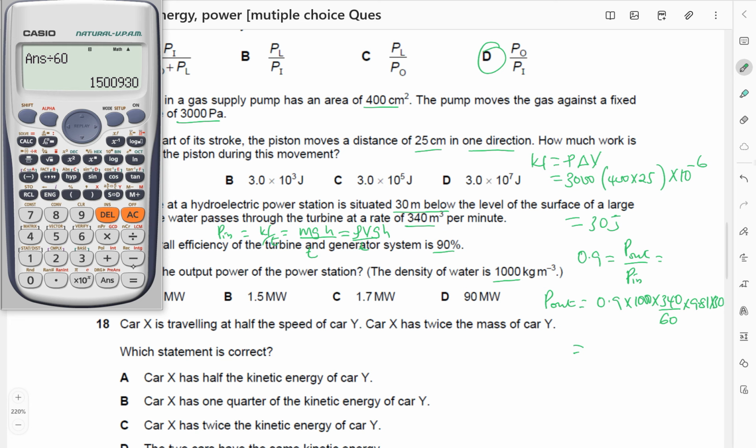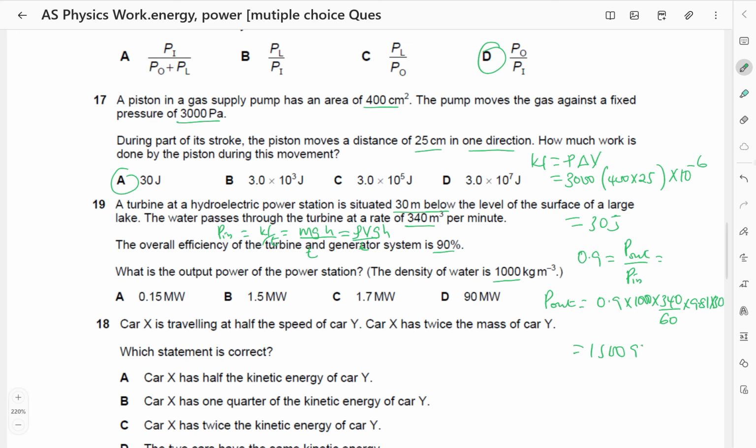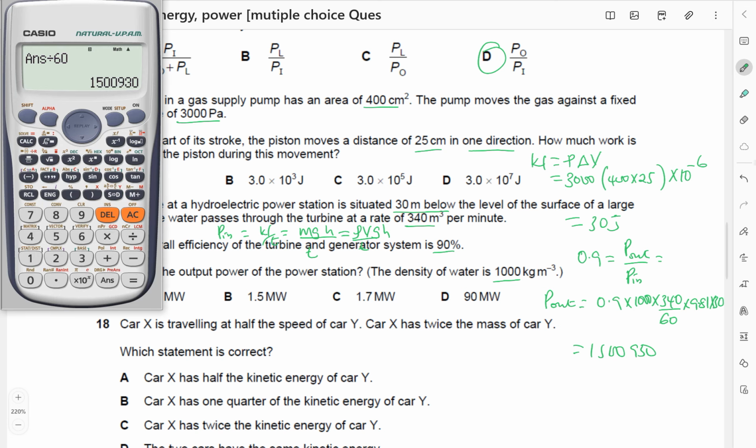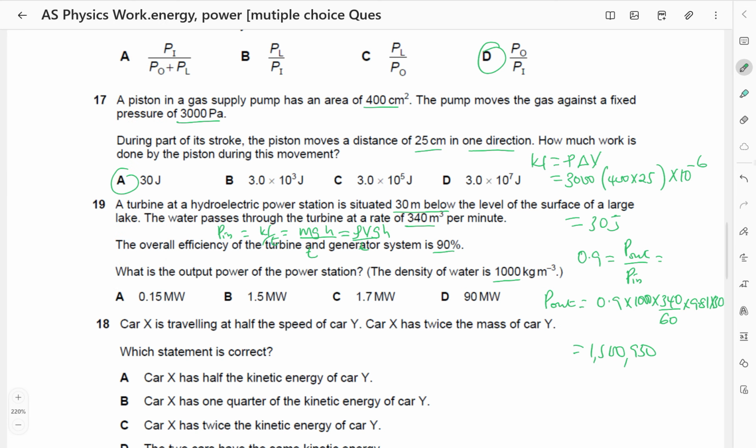So that is 1,500,930, which is approximately 1.5 megawatts. So it means our answer is going to be B. Automatically, our answer is B.